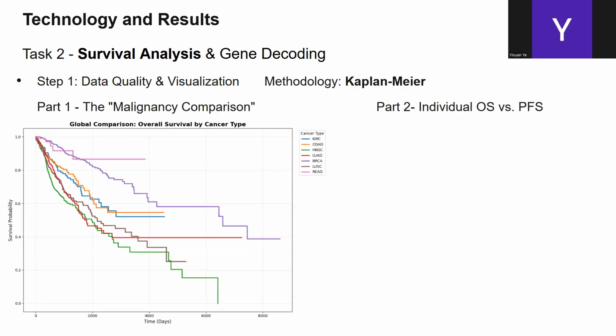Next, we conduct survival analysis and gene decoding. First, we plot KM curves to check data quality, and it shows that our dimensionality reduction perfectly captured the clinical characteristics. On the left plot, you can see this purple line. The purple line represents breast cancer. It has the flattest slope, indicating the highest long-term survival.